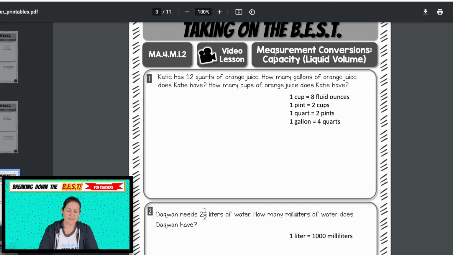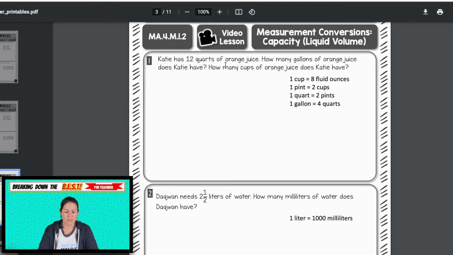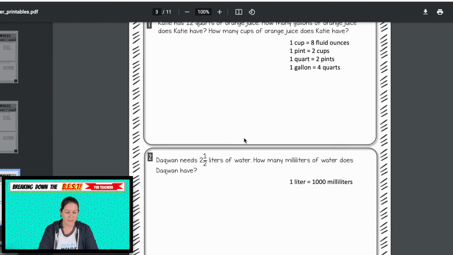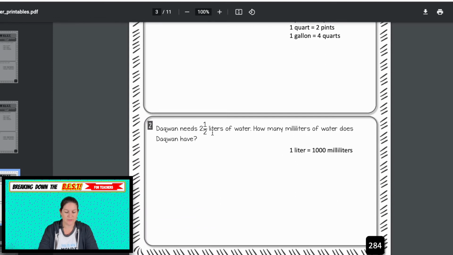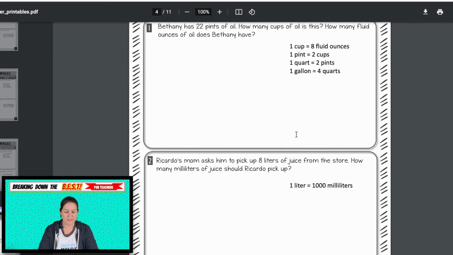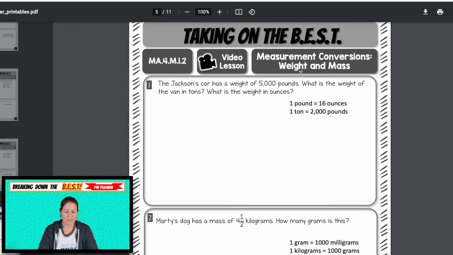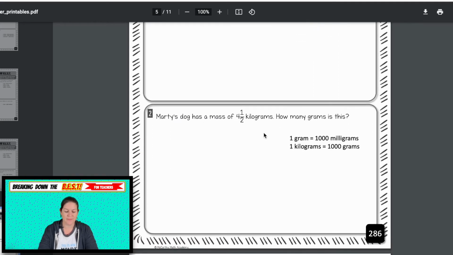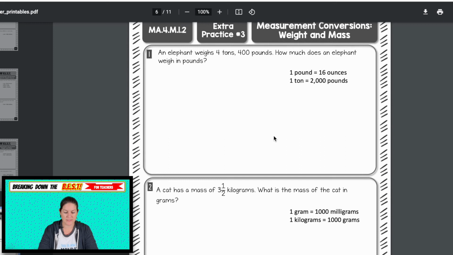Okay, and then we have a video lesson on measurement conversions with capacity or liquid volume. Customary up here, going from quarts to gallons and cups, so it's a multi-step one. And then liters right here into milliliters. Then another practice page. Cool. Then we have weight and mass. So we have weight of pounds going into tons and ounces. And then here we have mass with kilograms converting into grams with extra practice.